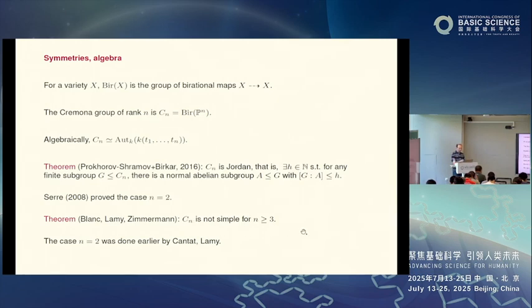And another fact about these groups, again quite hard to prove, is that they are not simple. So that means that they have non-trivial normal subgroups. And this was proved by Blanc, Lamy, and Zimmermann. But these statements are not proved purely algebraically. They are proved using algebraic geometry. You relate the problem to a problem about, basically, Fano fibrations.